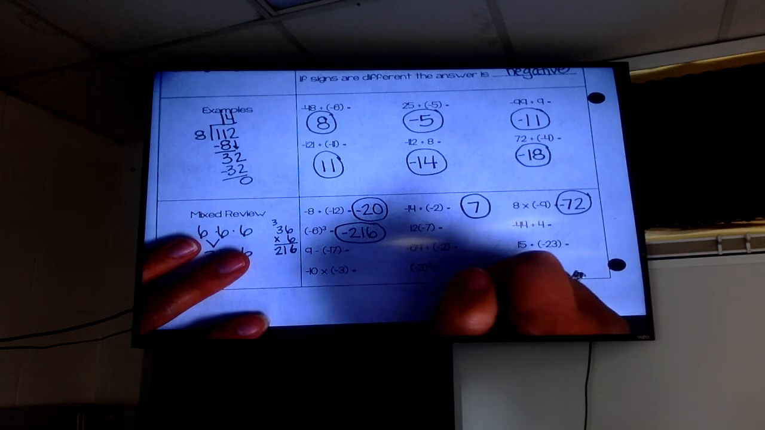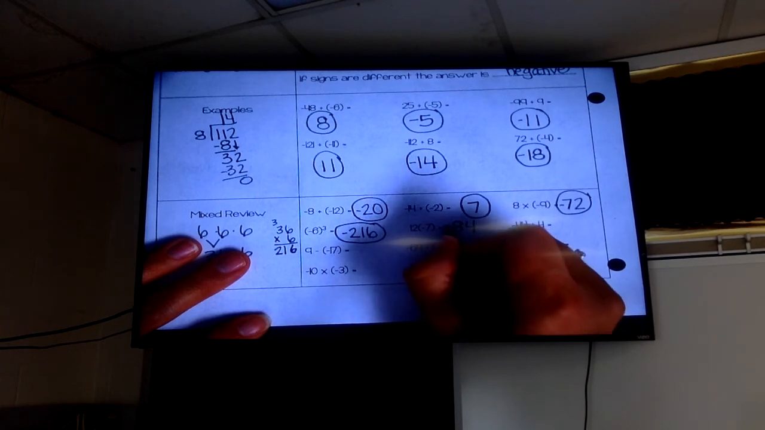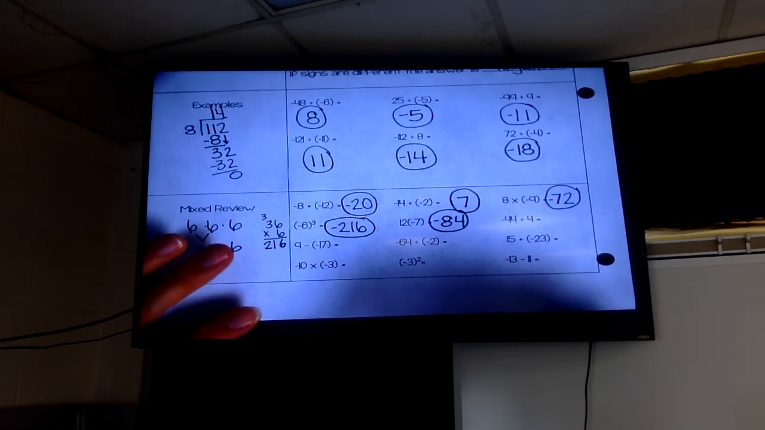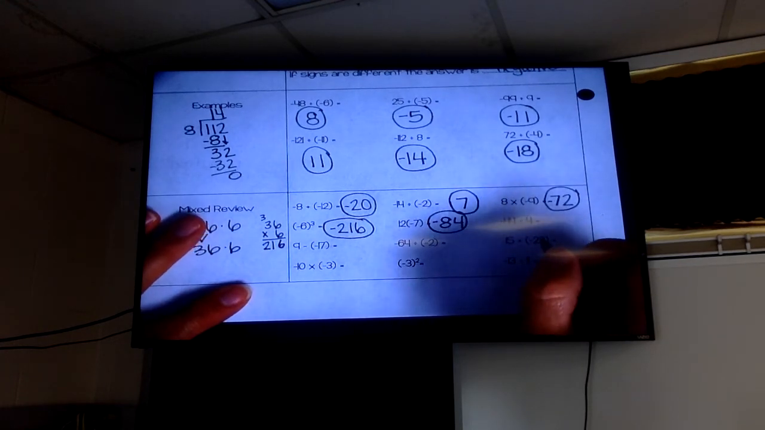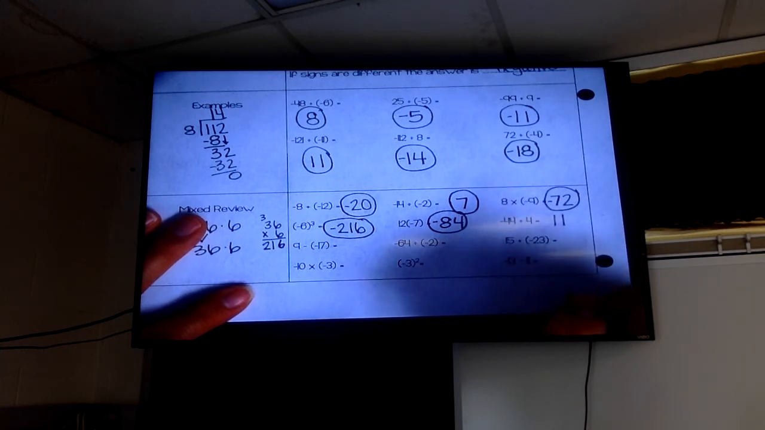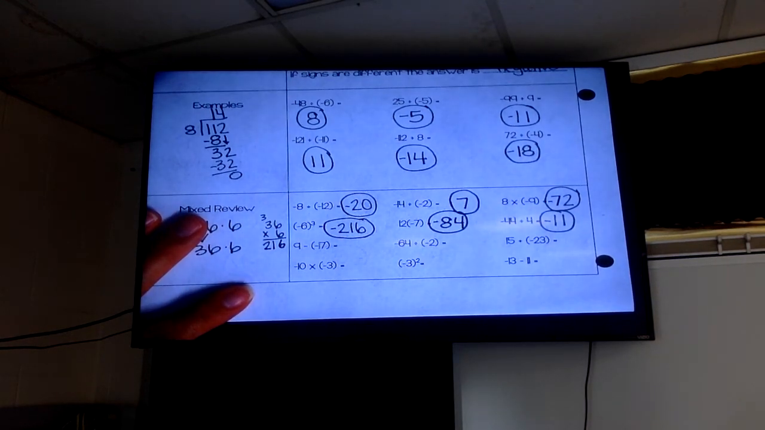Okay, this one says 12 times negative 7. So 12 times 7 is 84. My signs are different, so my answer is negative. Different, difference, must have my negative sign. 44 divided by 4. Well, 44 divided by 4 is 11. I have a negative divided by a positive. My signs are different. Different means different, so I must have my negative sign in there.